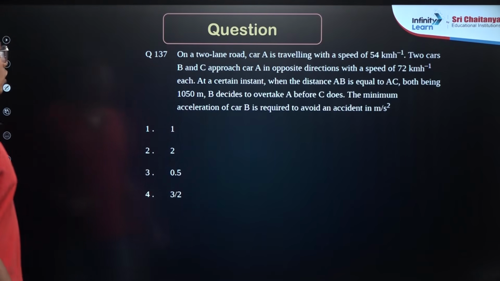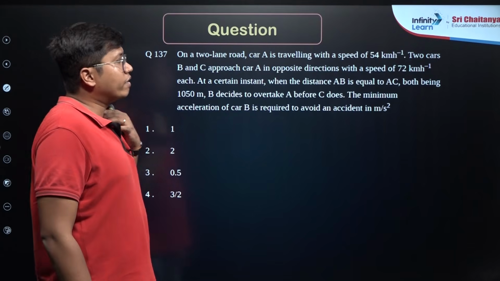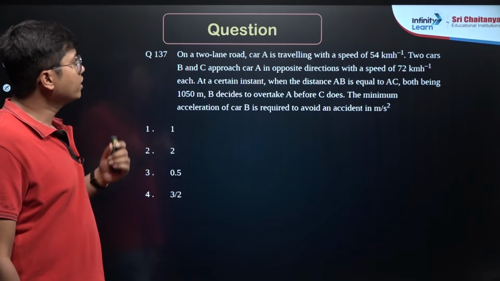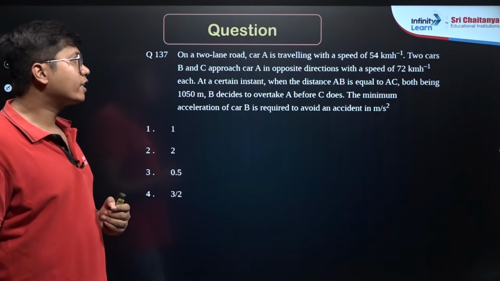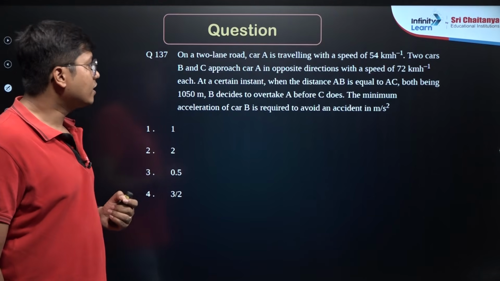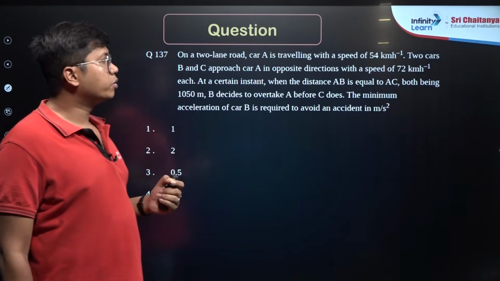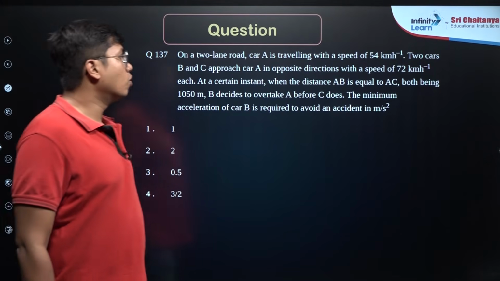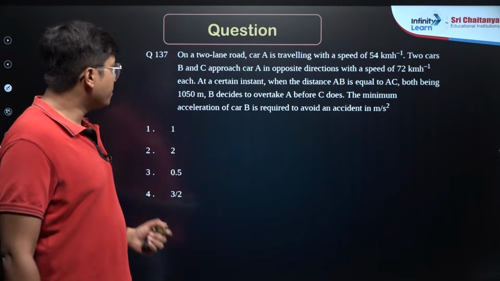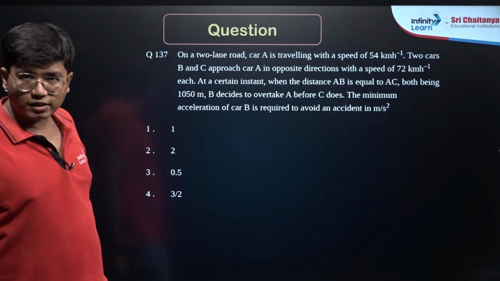Next question. On a 2-lane road, car A is traveling with a speed of 54 kilometers per hour. Two cars B and C approach car A from opposite directions with a speed of 72 kilometers per hour. At a certain instant, when the distance AB is equal to AC, both being 1050 meters, B decides to overtake A before C does. The minimum acceleration B requires to avoid an accident is how much?